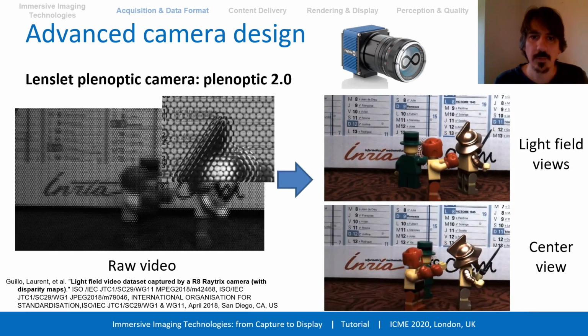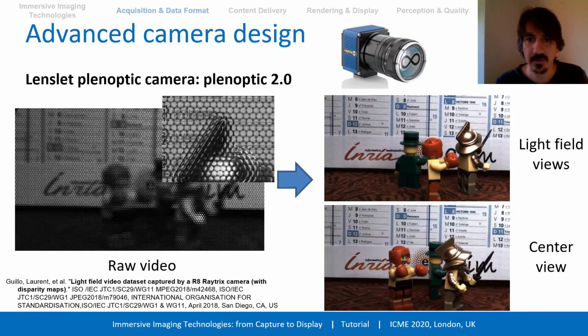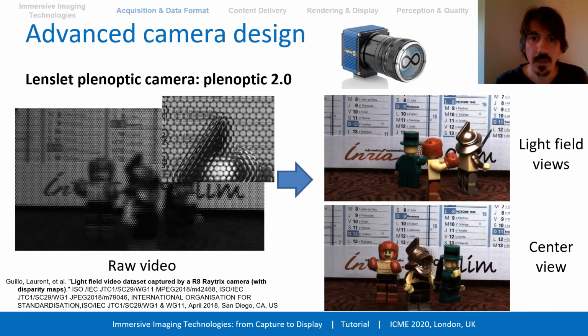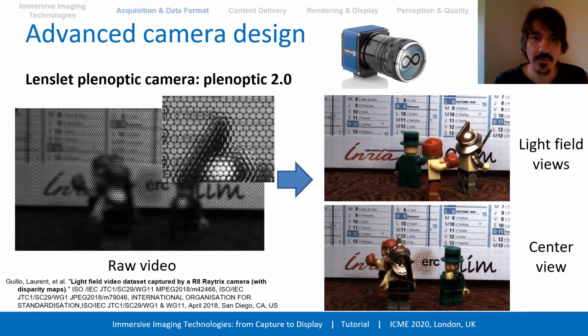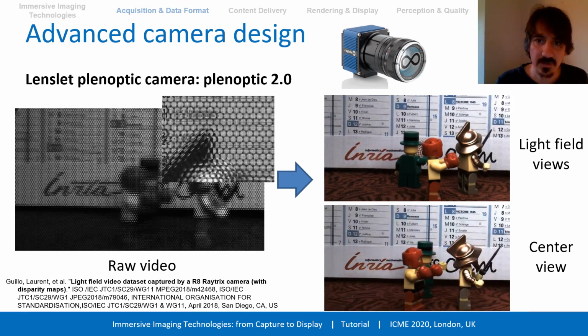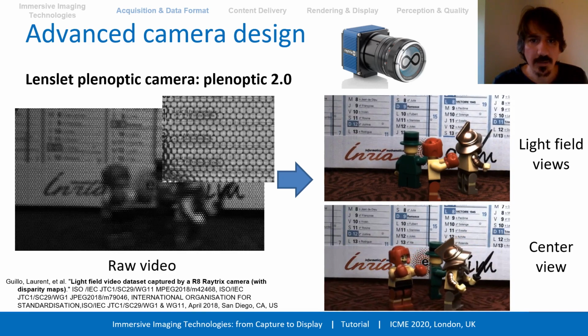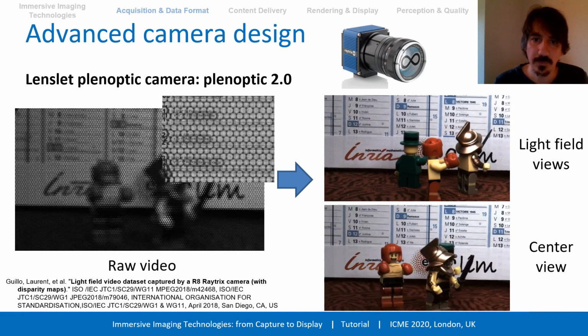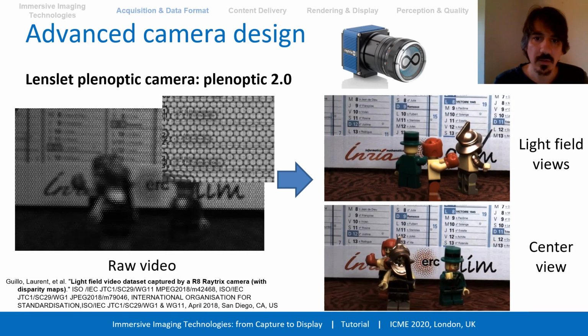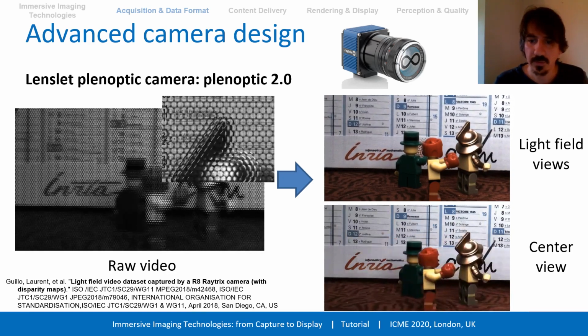Here we show an example of plenoptic 2.0 data captured with a Raytrix camera, which is able to record videos. Again, on the left, we have the sensor video with zoom on individual microlens images. And on the right, we have on the top 5x5 viewpoints extracted from the raw video, and on the bottom the video corresponding to the center view.